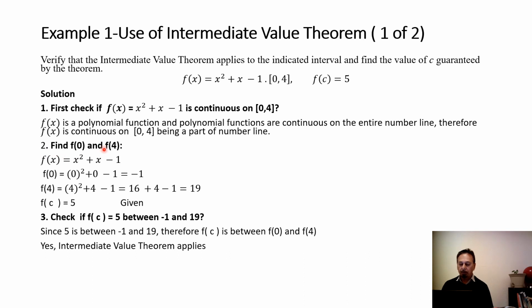Second, we find f of 0 and f of 4 using this function. So f of 0 is 0 squared plus 0 minus 1, equal to minus 1. Then f of 4 is 4 squared plus 4 minus 1, which equals 16 plus 4 minus 1, 19. Now we check if the given 5 is between -1 and 19. You can see that 5 is between -1 and 19. Therefore, f of c is between f of 0 and f of 4. All the conditions of the intermediate value theorem have been satisfied, so we can say the intermediate value theorem applies.